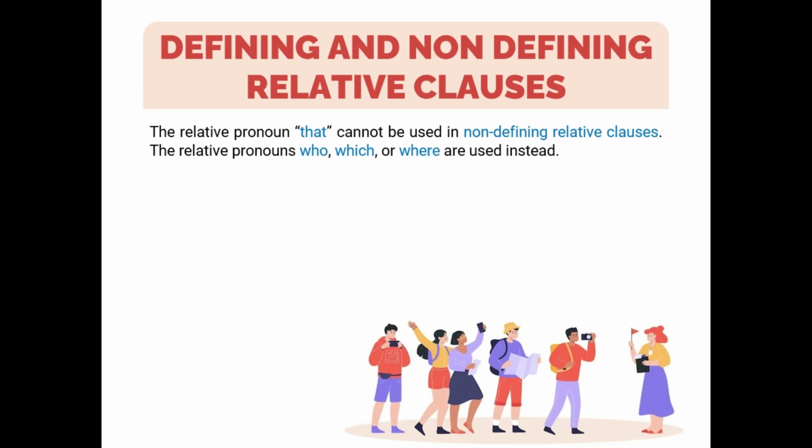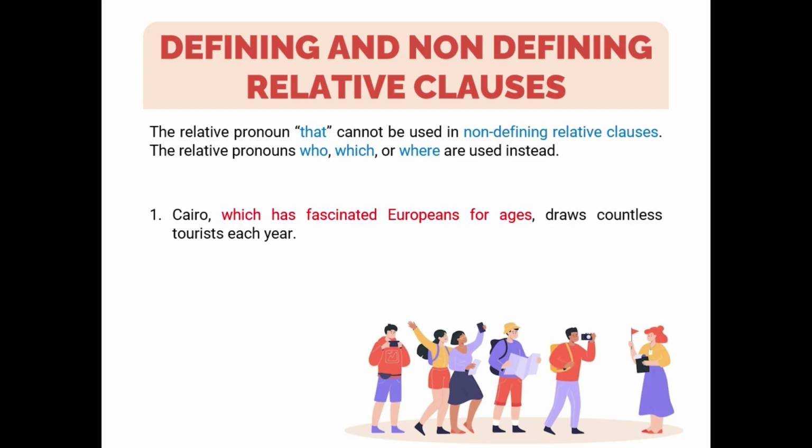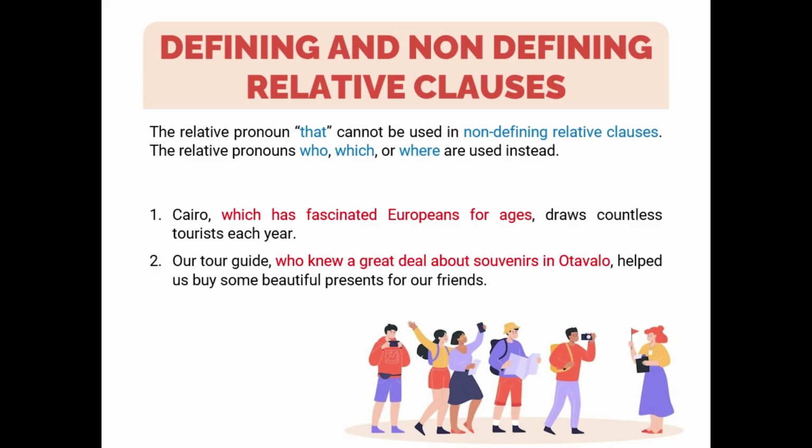For example, number one, Cairo, which has fascinated Europeans for ages, draws countless tourists each year. Number two, our tour guide, who knew a great deal about souvenirs in Otavalo, helped us buy some beautiful presents for our friends.